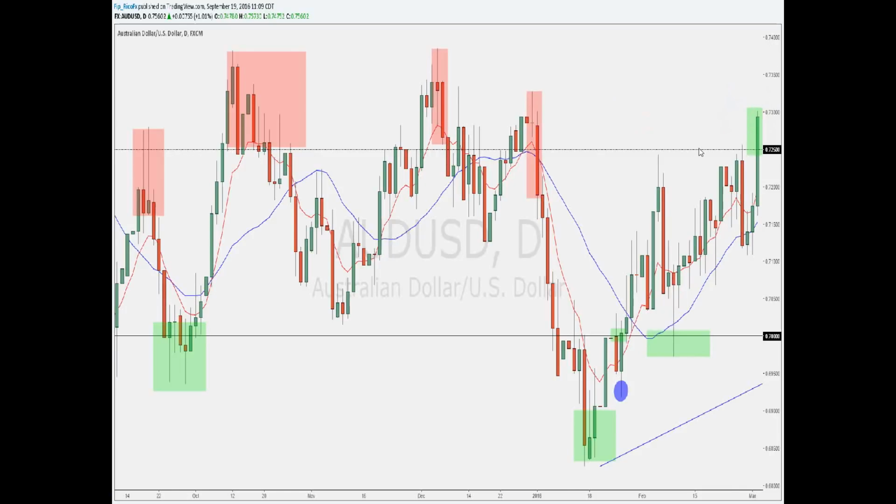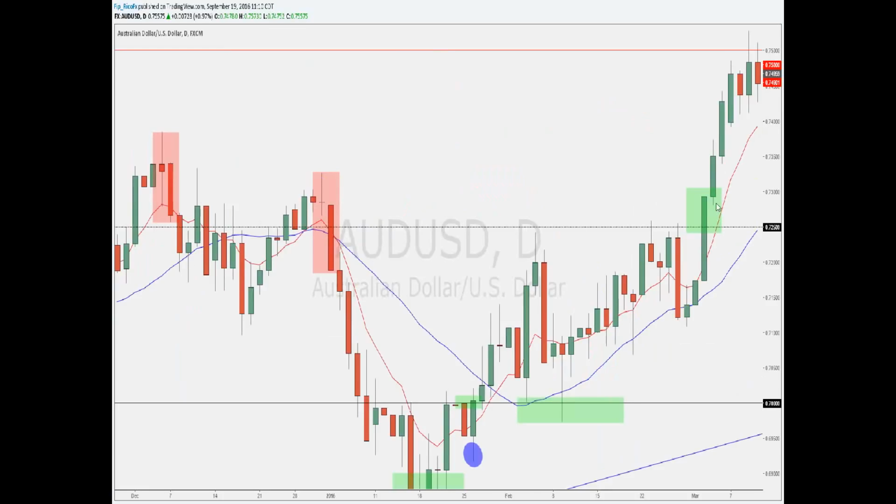Let's see how much it pulls back. It did not pull back much, you see? The next bar barely pulled back and then just took off and hit our target, 7,500.